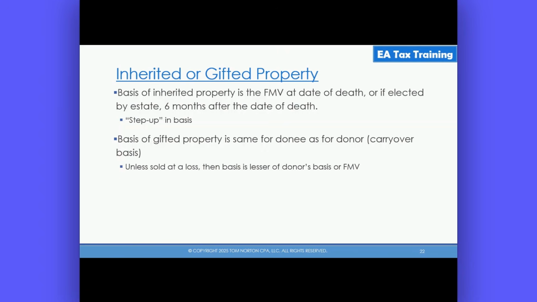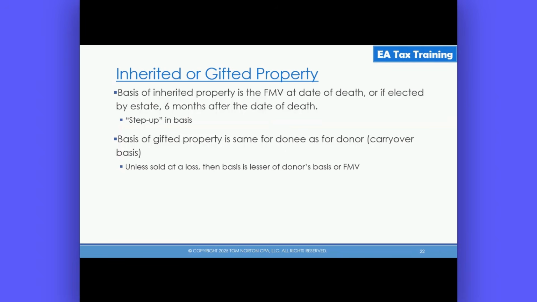Contrast that to gifted property. The basis of gifted property, so this is property that somebody gives while they're still alive, they give it to someone. That basis for the donee, the one receiving the property, they get the same basis as the donor. This is called the carryover basis because the same basis carries over from one person to the next.